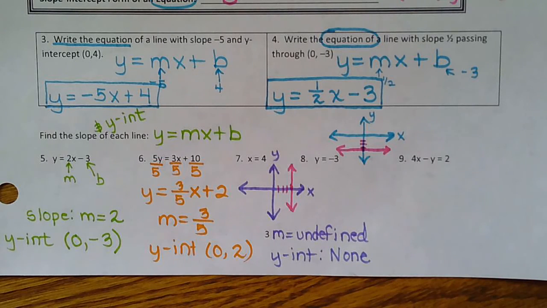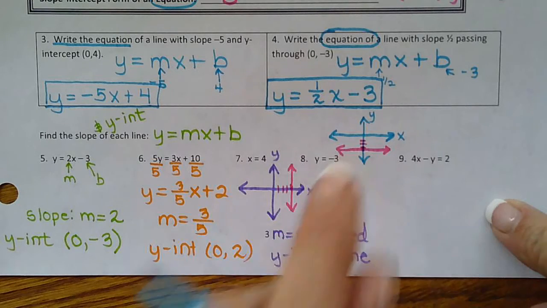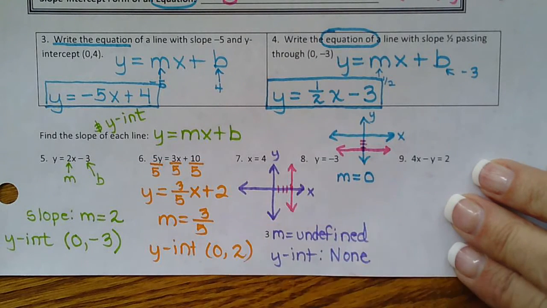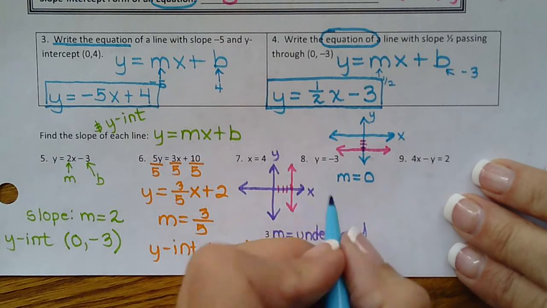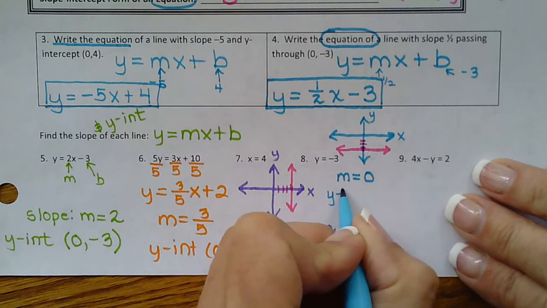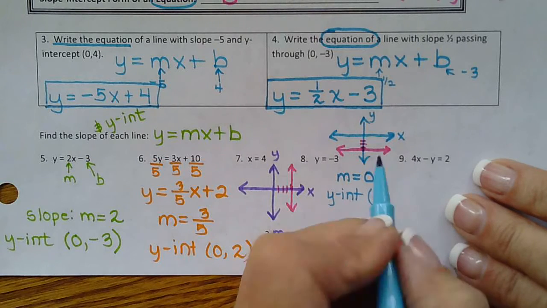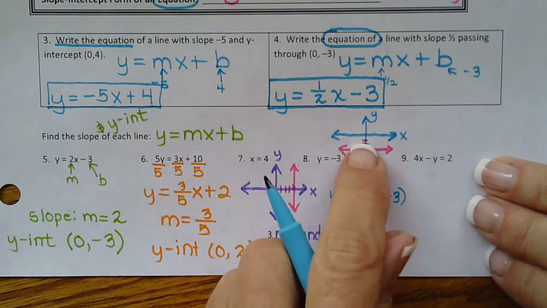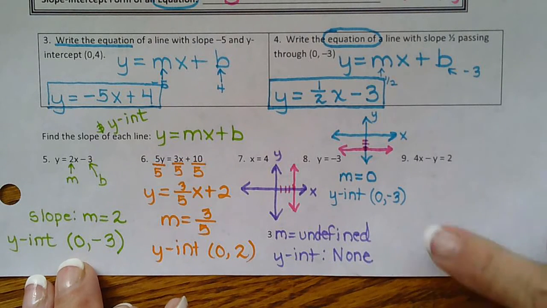So what do you remember from a couple pages ago? Can I ski on this? Yeah, but it's 0 fun. So we can see our slope is 0. And where does it cross the y-axis? It crosses the y-axis and has a y-intercept of 0, -3. So 0, -3 is where it crosses the y-axis.